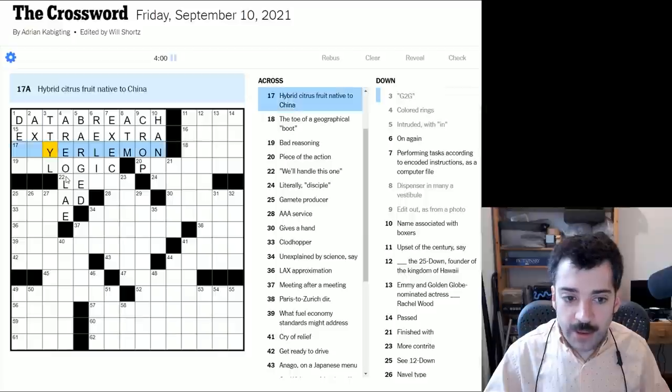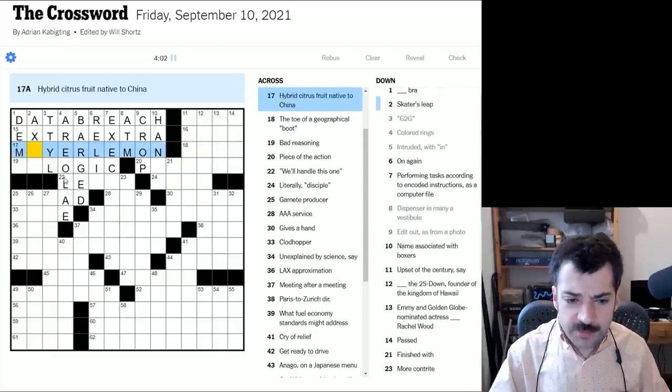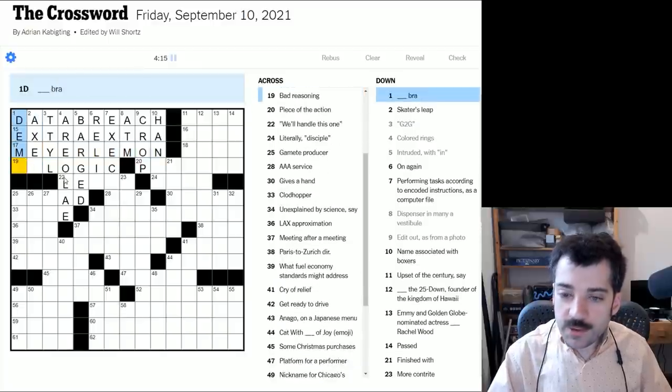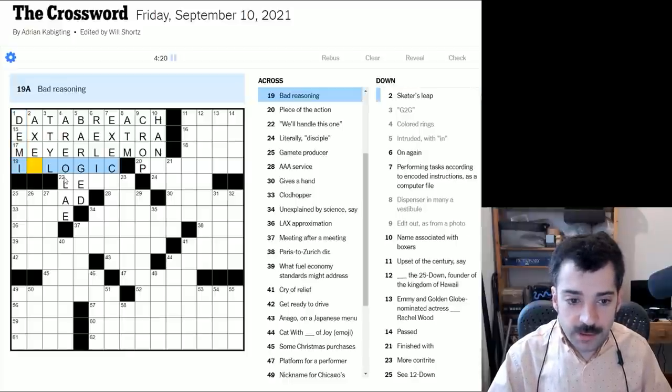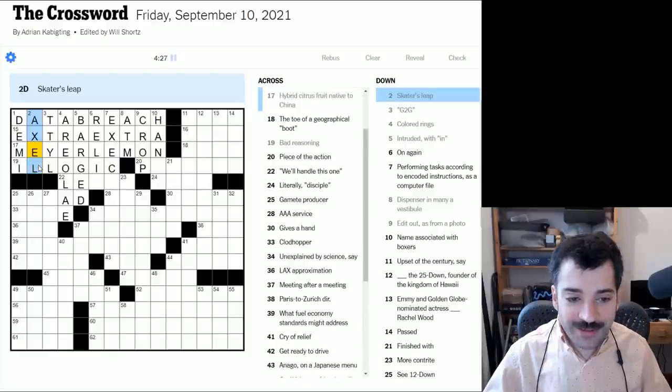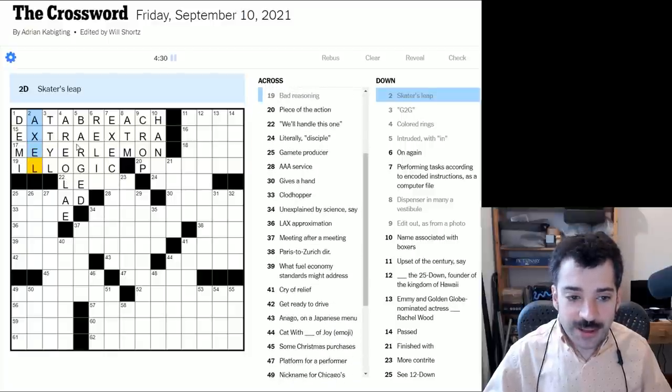Oh, a Meyer lemon, I guess. I didn't really know that was hybrid per se, but I guess probably most fruits we consume are hybrid, really, ultimately, at the end of the day, right? They've all been bred for some property or another. So this is probably a demi-bra. And then, oh, illogic. Bad reasoning is illogic. And then we have axle. I always think axle is spelled this way, the EL, the skating version. And then I always second guess myself. Really have to commit that to memory somehow.